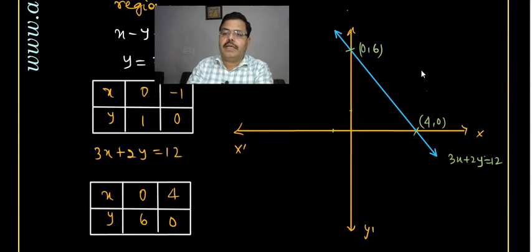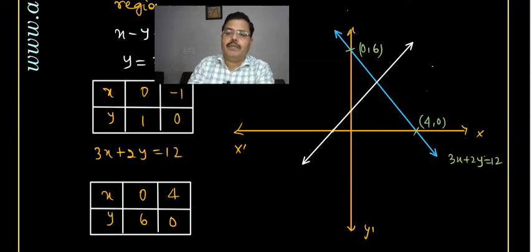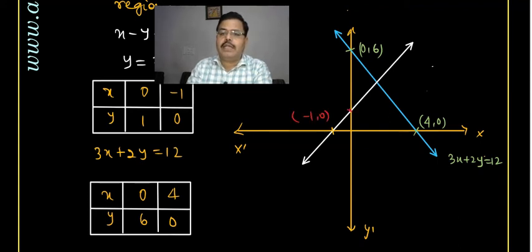This one is a line which will be like this. This is x 0 and y minus 1. The points are (0, minus 1), (minus 1, 0), and (0, 1). So these are the two points of intersection. If you will see, the point of intersection will come like this.